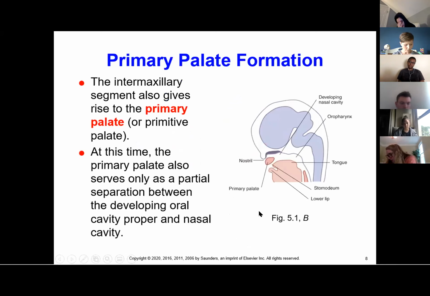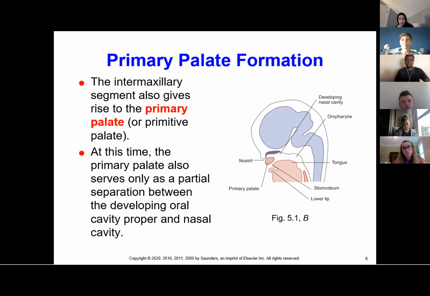All right, so your primary palate. The intermaxillary segment also gives rise to the primary palate, or the primitive palate. At this time, the primary palate serves only as a partial separation between the developing oral cavity and the nasal cavity. So there's still that opening, nothing shutting off the nasal cavity from the stomodeum at that point. Does that make sense? Because it's all still coming together.